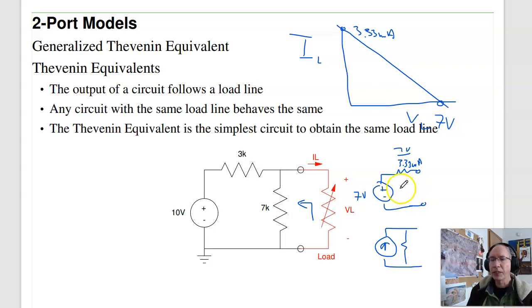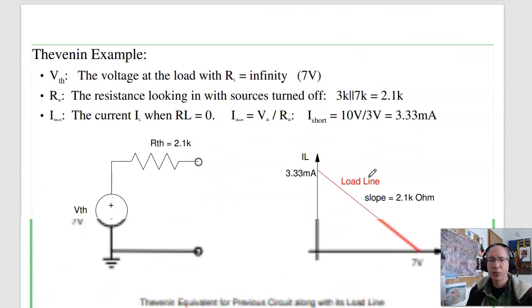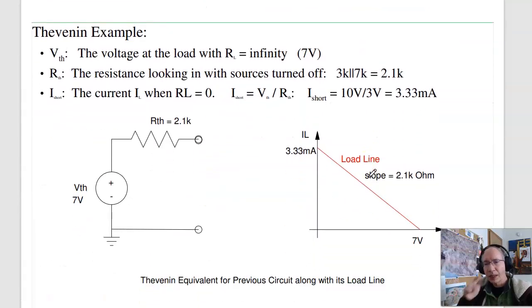Another way to think of it, these two circuits are the same. So whatever I do to one, do to the other. To measure the Thevenin resistance, what I do is I turn off the input, make that 0 volts, measure the resistance. On this one, I turn off the input, measure the resistance, and I've got 3K to ground, 7K to ground. That's also 3K in parallel with 7K. So that would be the Thevenin equivalent.